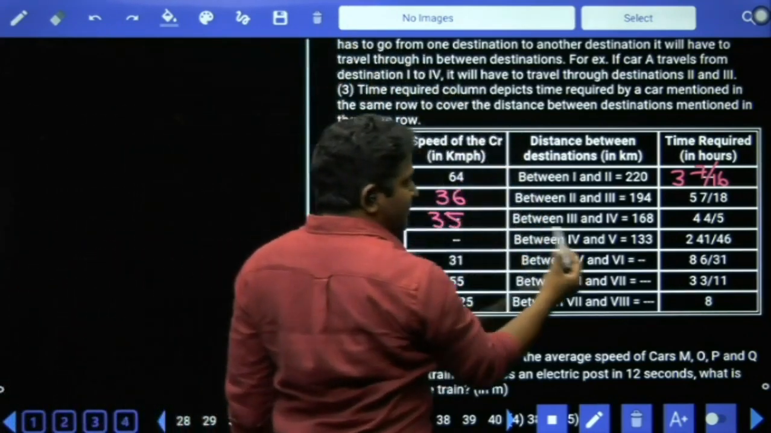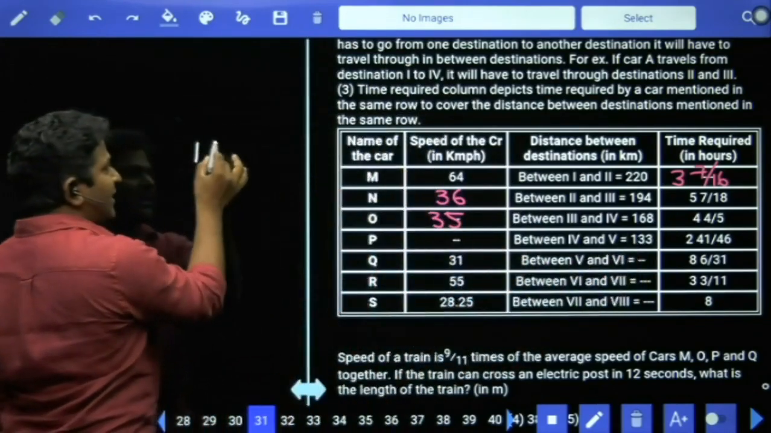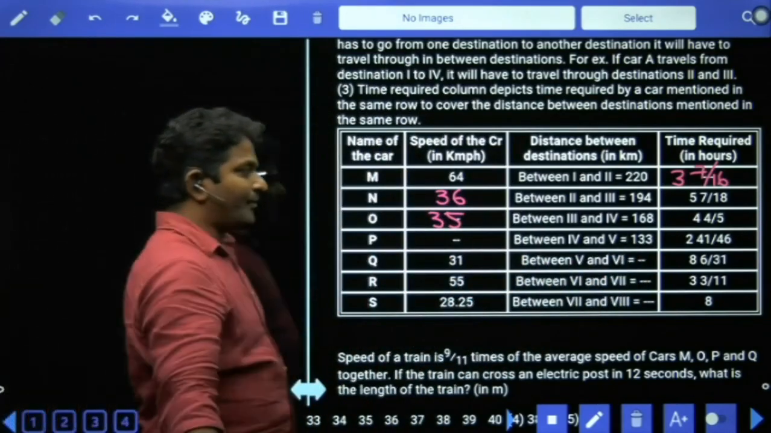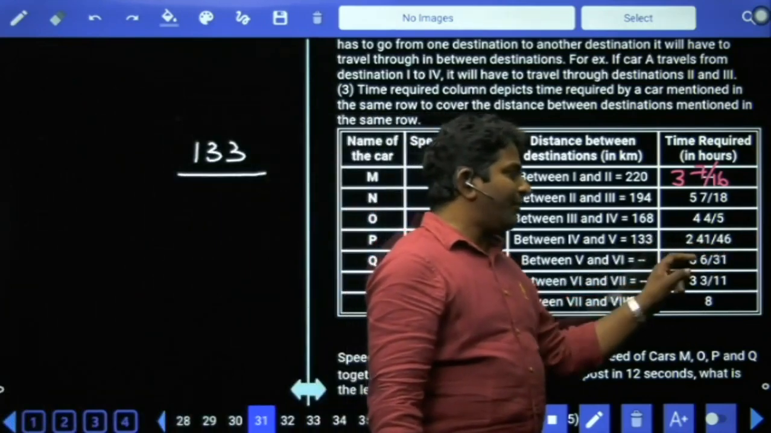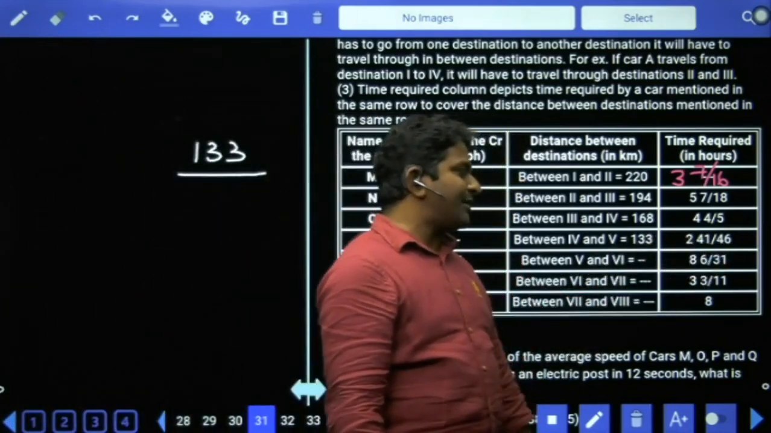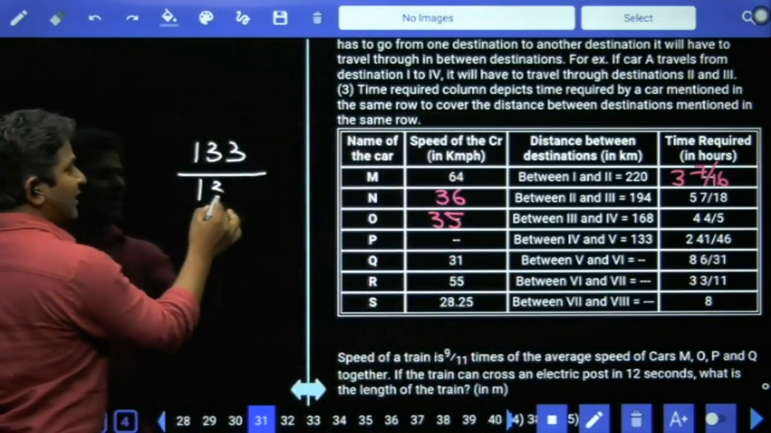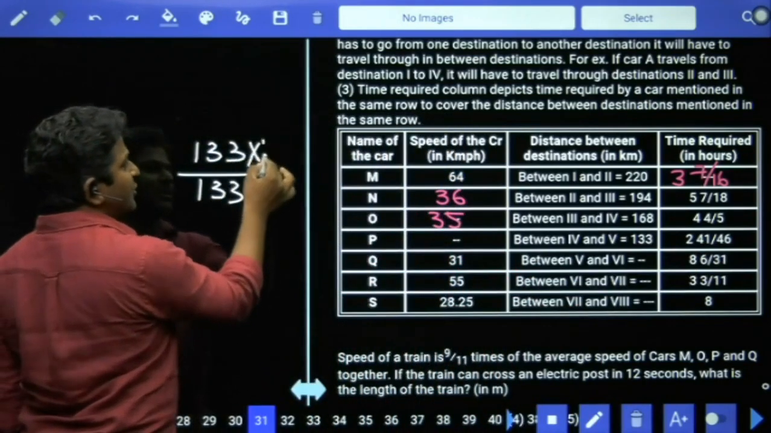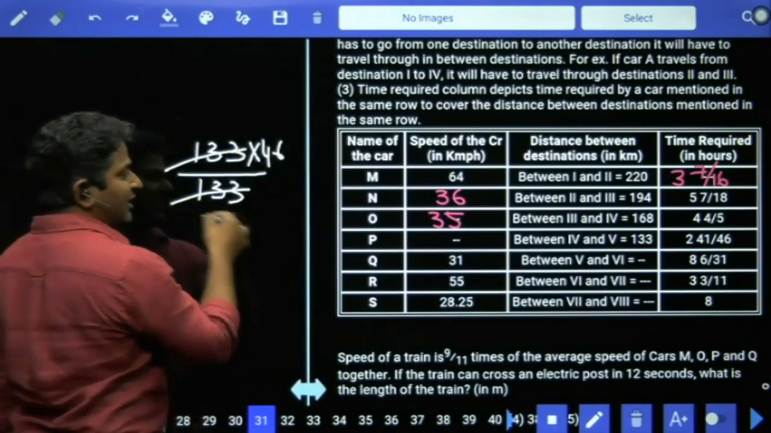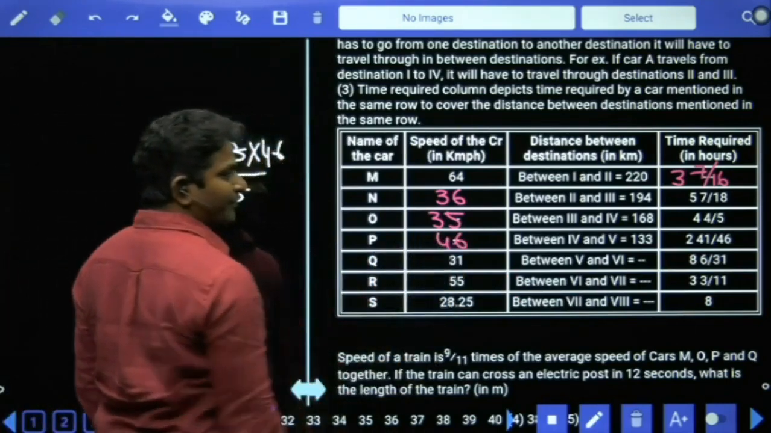Similarly we have to calculate speed here also. 133 divided by 46. 2 4 1 by 46. 46 times 2 is 92, 92 plus 41 is 133 by 46 that comes to numerator. 133 gets cancelled and 46 here.